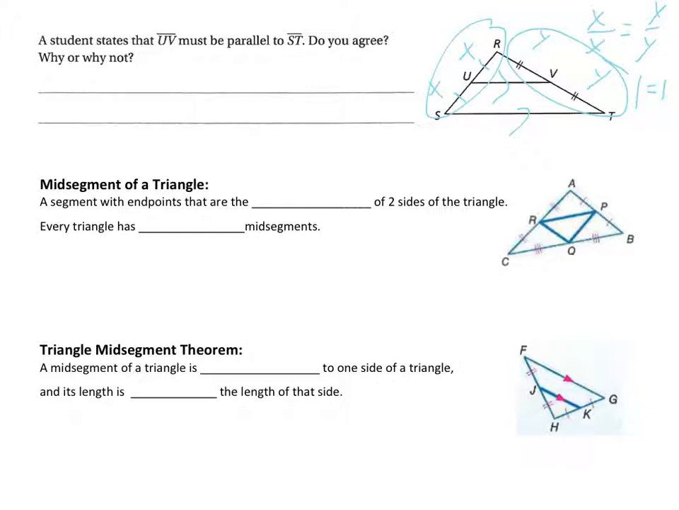Okay, midsegment of a triangle. This is another statement. A segment with endpoints that are midpoints of two sides of the triangle. Every triangle has 3 midsegments. So the midsegments in this case are RP, PQ, and RQ.